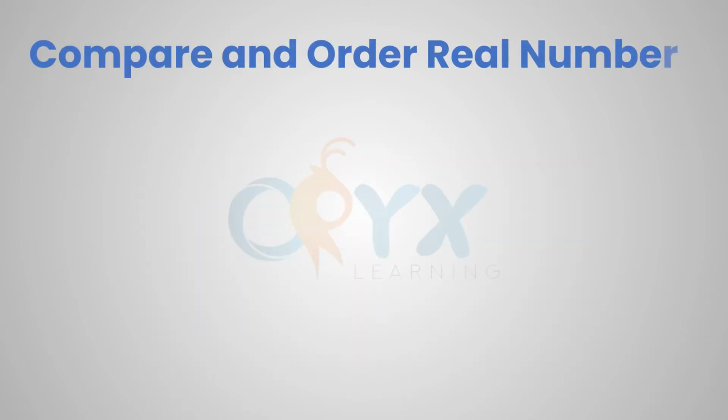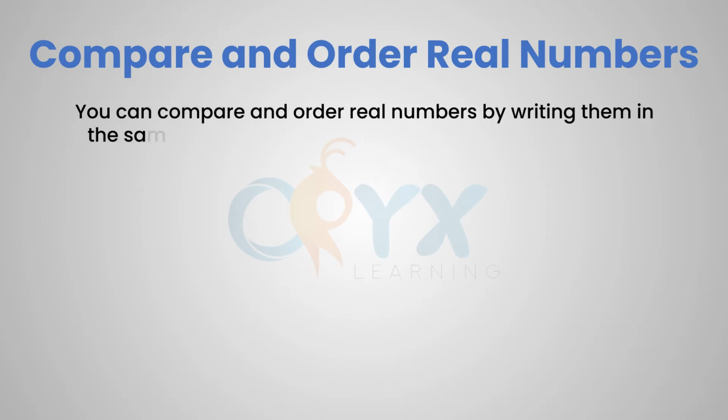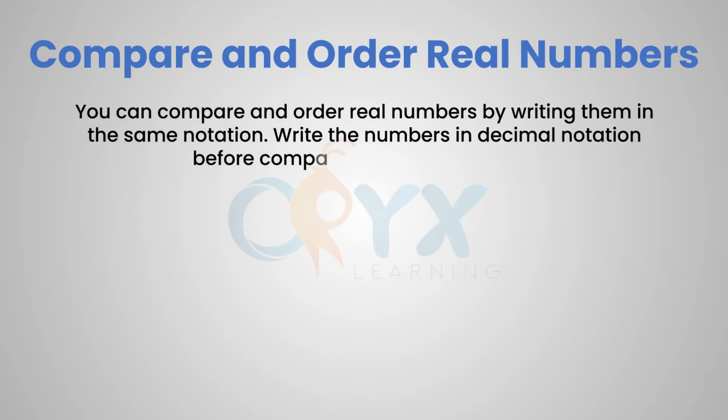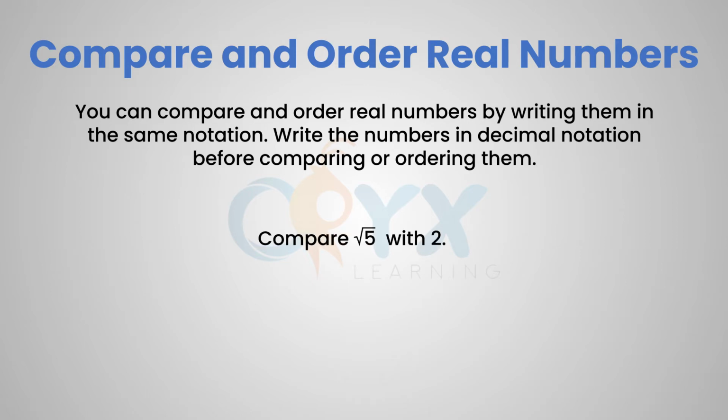You can compare and order real numbers by writing them in the same notation. Write the numbers in decimal notation before comparing or ordering them. For example, if I would like to compare the square root of 5 with 2.35, it would be easiest to change the square root of 5 to a decimal. So the square root of 5 is approximately 2.24. Now that both the numbers are in decimal form, it is very easy to see that 2.24 is less than 2.35. Therefore, the square root of 5 is less than 2.35.